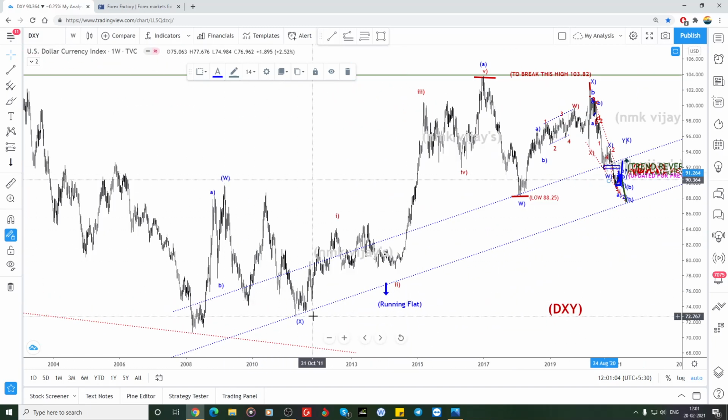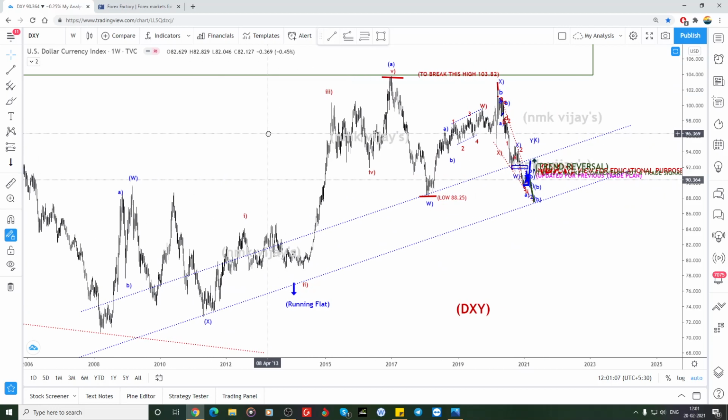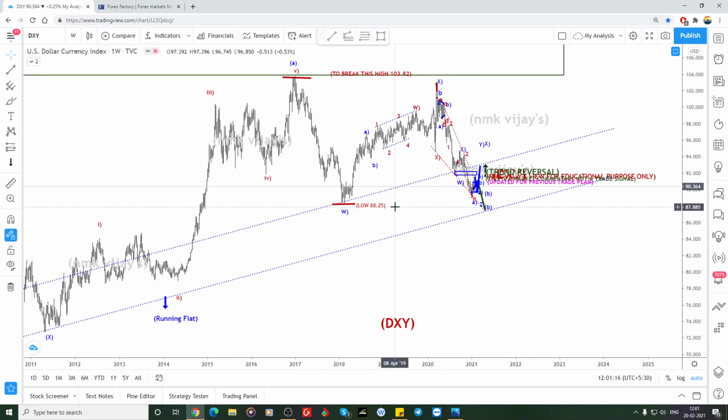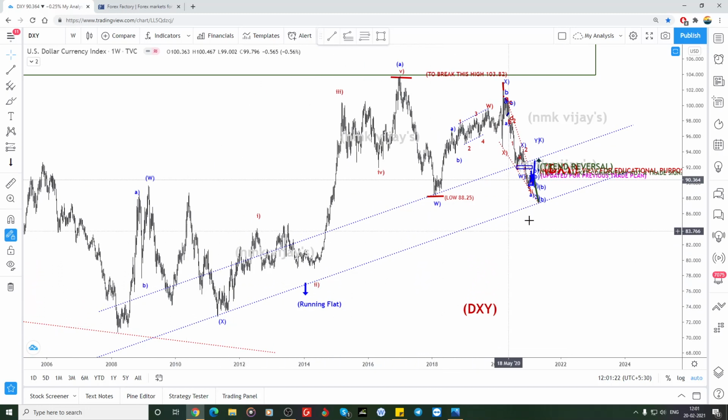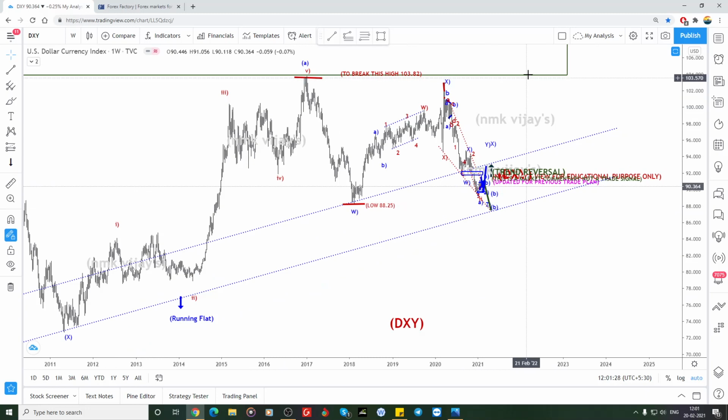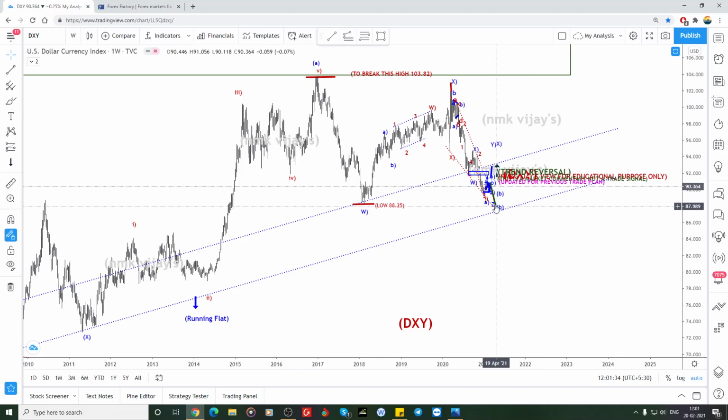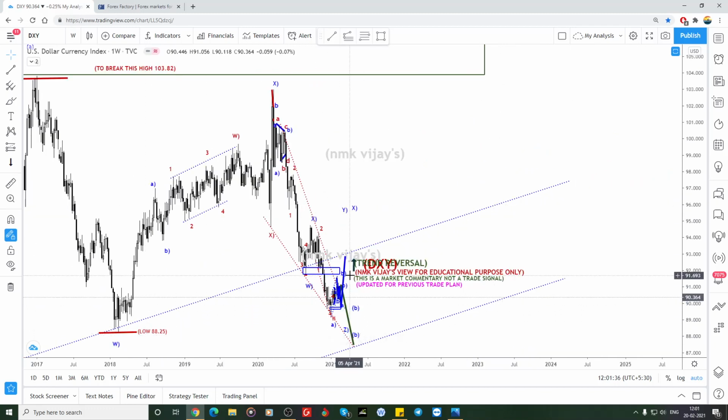So this is a W, X, A, completion of the 5-wave structure, and we need a B. So it could be, see, this could be A also or W also. If it breaks this, that could be the end of the trend here, and it is in that channel. After that, I'm expecting it has to break this high, 103.82. But before that, if it doesn't break this low, and if it bounces again without breaking this low, that is also valid. So in that case, it could be a triangle also.